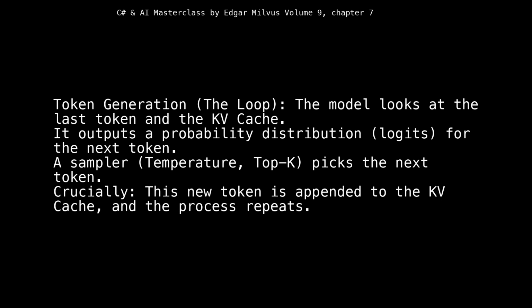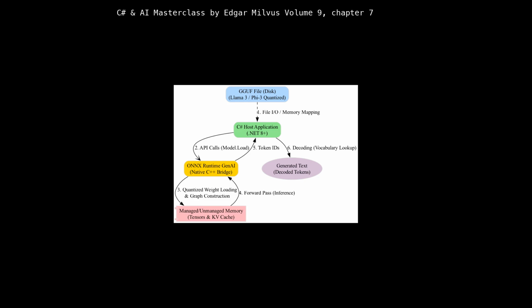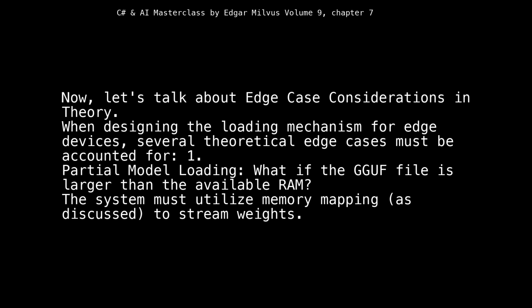The model looks at the last token and the KV cache. It outputs a probability distribution, logits, for the next token. A sampler, temperature, top K, picks the next token. Crucially, this new token is appended to the KV cache, and the process repeats. This diagram visualizes the iterative generation process, where each new token is appended to the KV cache and fed back into the model, tracing the data flow from the GGUF file on disk through the C# boundaries to the final generated text.